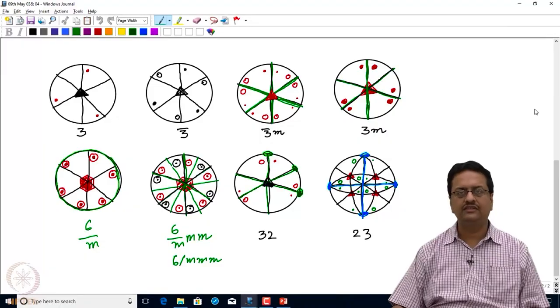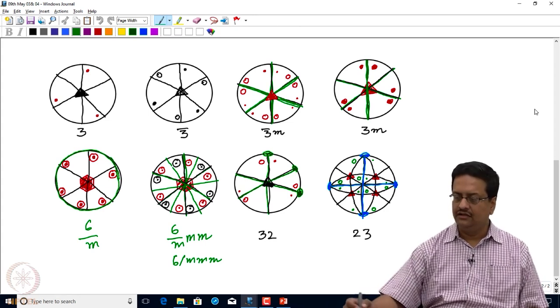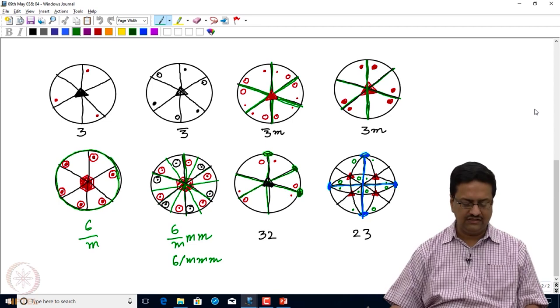Welcome back to the course of Chemical Crystallography. In the previous lecture, we were discussing the 32 point groups, and we learned how to draw the stereographic projections of various point groups, starting with simple point groups, and we ended up drawing the point group 2,3 as you can see in the last part of the previous lecture.